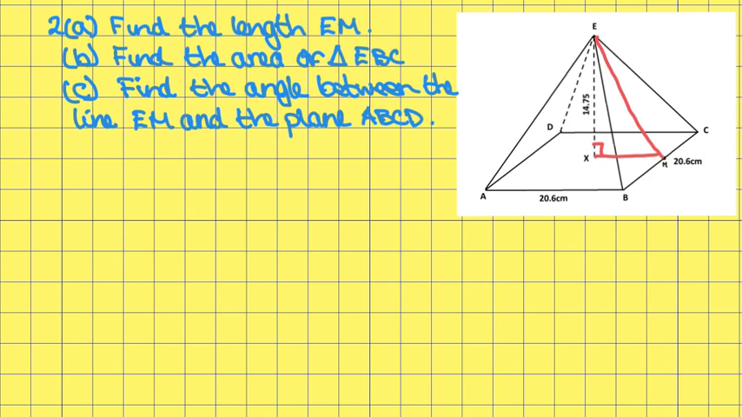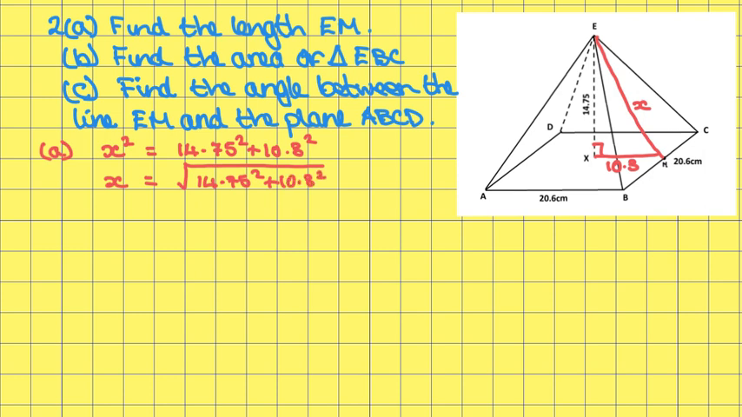X to M is half of 20.6, which is 10.3. We'll call that X. So we know that X squared is equal to 14.75 squared plus 10.3 squared. So X is equal to the square root of 14.75 squared plus 10.3 squared. So X is equal to 17.99. So X is equal to 18.0 to 3 significant figures.